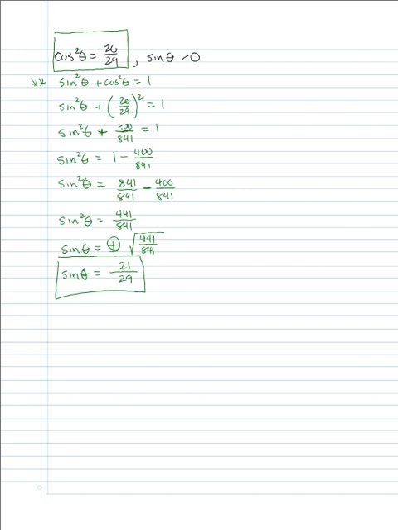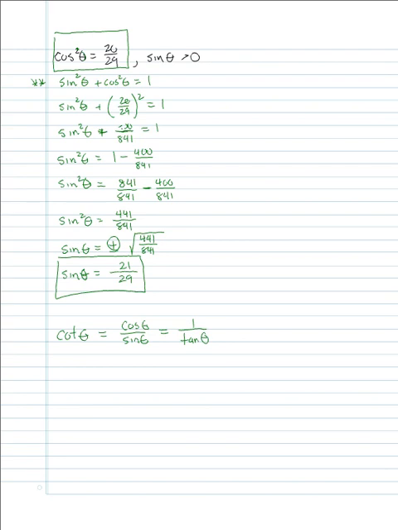And the last thing we're supposed to do is to find the cotangent of theta. Now, we can go through the process of saying that the cotangent of theta is the cosine of theta over the sine of theta. But notice this is absolutely the reciprocal of sine of theta over cosine of theta. And sine of theta over cosine of theta is the tangent of theta. So this is actually the reciprocal of the tangent of theta.